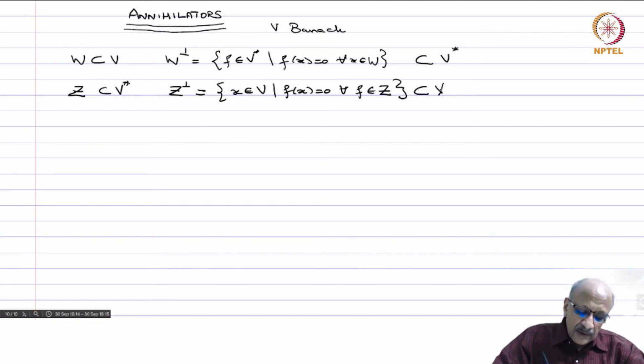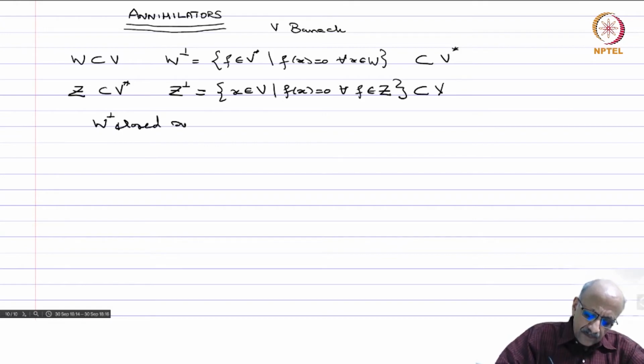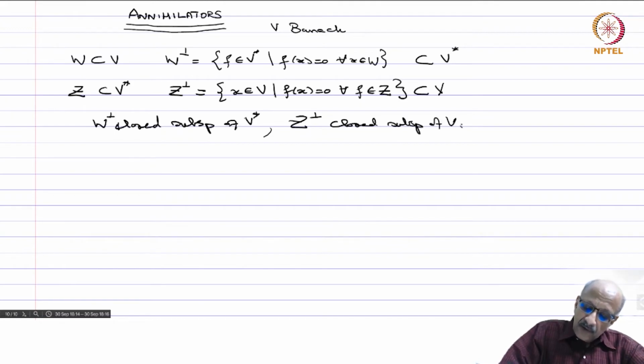I will use the same symbol. I don't want to change the position of the perpendicular symbol, but from the context, depending on where the subspace is living, we will understand which space it is. Both W perp is a closed subspace of V star and Z perp is a closed subspace of V. We have already seen the first one in one of the exercises earlier. The second one is absolutely the same.